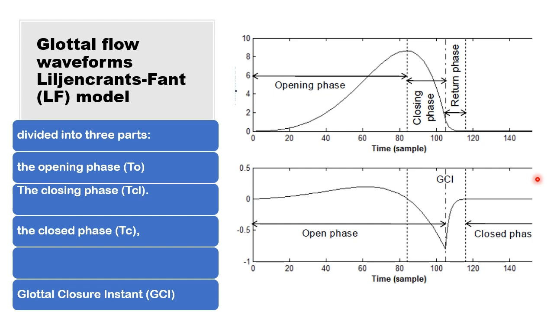So these are the main three phases: the opening phase, during which the glottis is open with flow and acceleration of the flow; a closing phase, the vocal folds are starting to close back the glottis with decrease in the flow and a more prominent deceleration of the flow until the point of the glottal closure instant; and then it's followed by a return back to the baseline with only a little flow at the end of the closing phase before starting the opening phase.